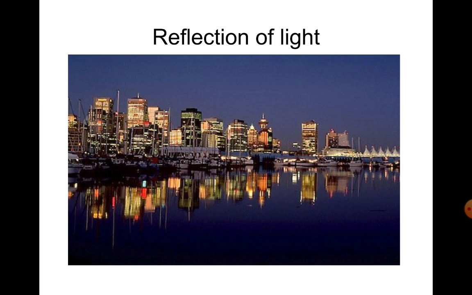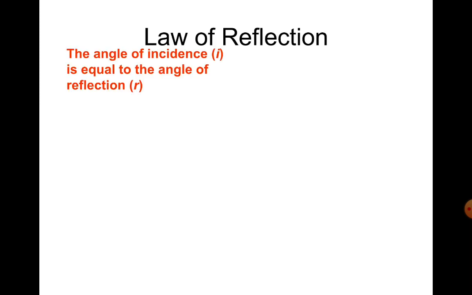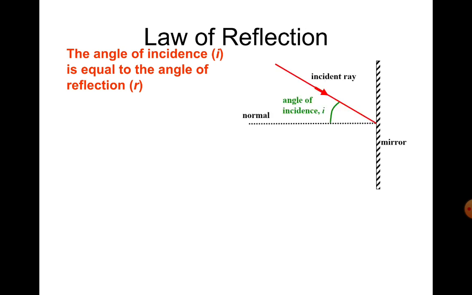Reflection of light. What is the law of reflection of light? The law of reflection of light is that the angle of incidence is always equal to the angle of reflection. When we have a mirror, we have a normal. The angle of incidence is the angle between the incident ray and the normal, and the angle of reflection is the angle between the reflected wave or ray and the normal.